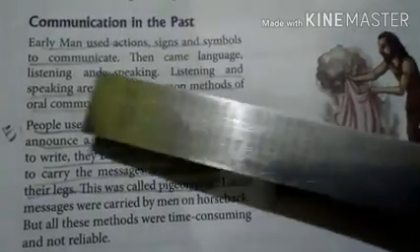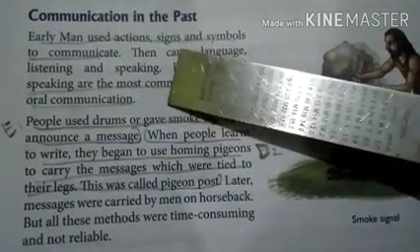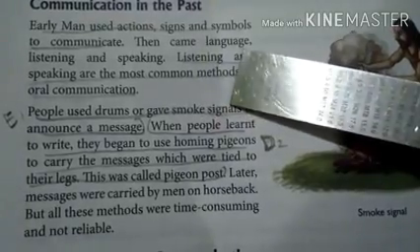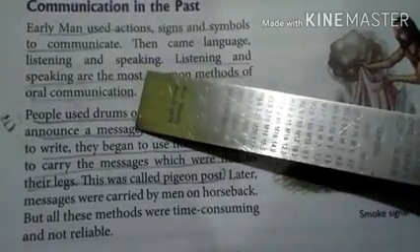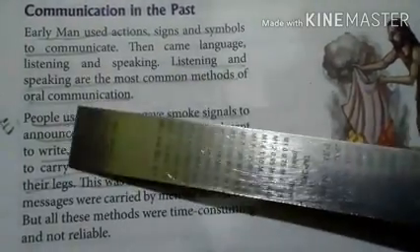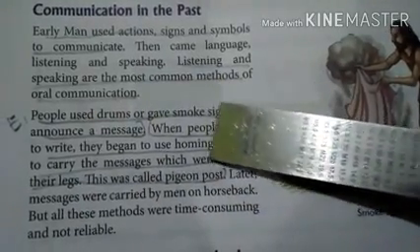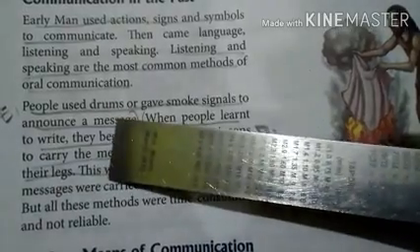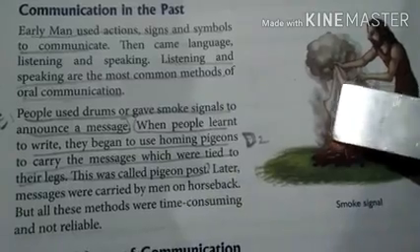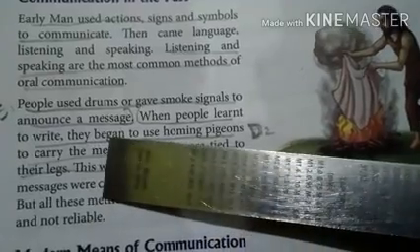Communication in the past. Early man used actions, signs, and symbols to communicate. And then came language, listening, and speaking. Listening and speaking are the most common methods of oral communication. People used drums or gave smoke signals. You can see here people used to give smoke signals or they used drums to announce a message.